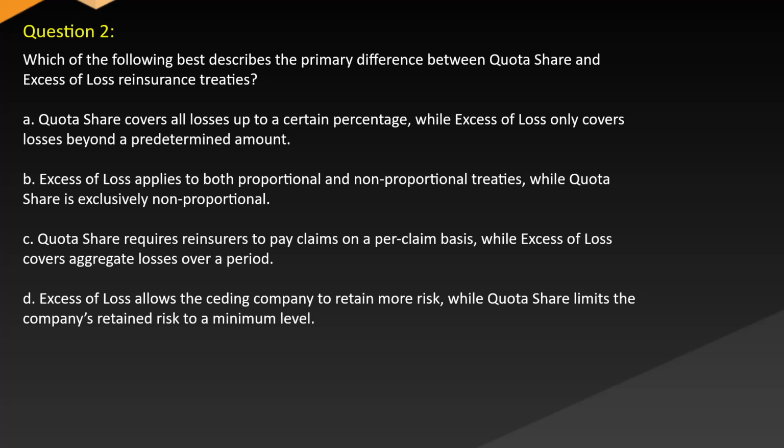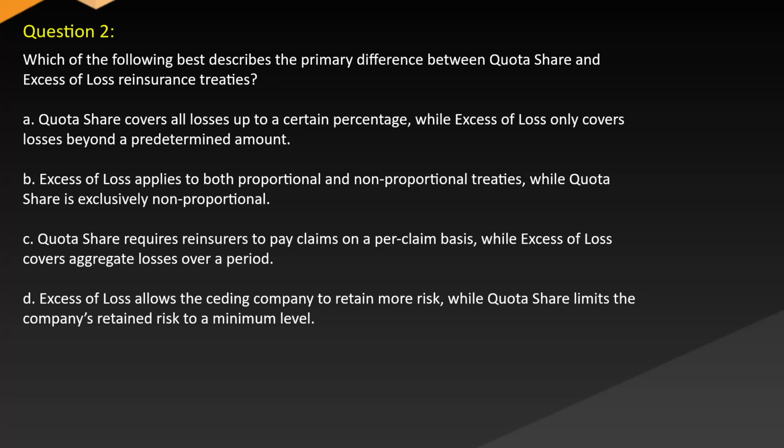Question 2. Which of the following best describes the primary difference between quota share and excess of loss reinsurance treaties? A. Quota share covers all losses up to a certain percentage, while excess of loss only covers losses beyond a predetermined amount. B. Excess of loss applies to both proportional and non-proportional treaties, while quota share is exclusively non-proportional.